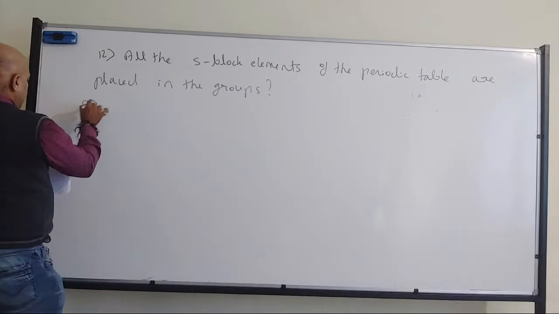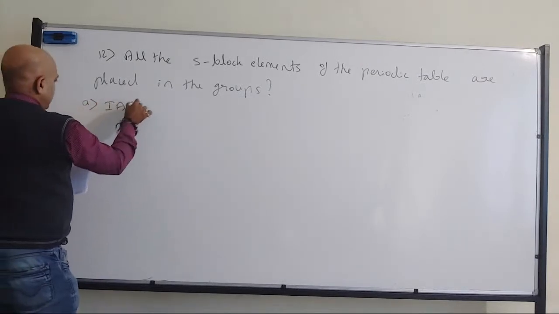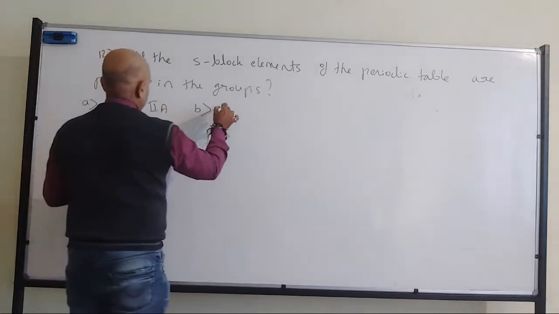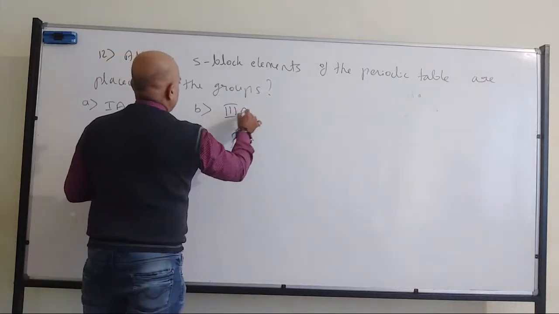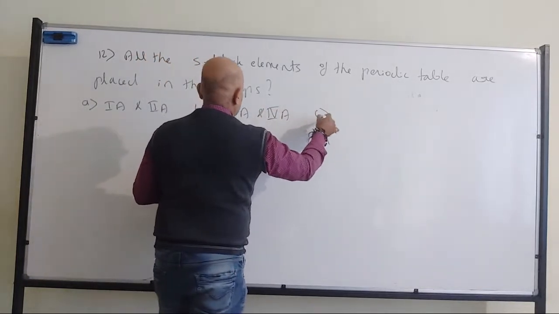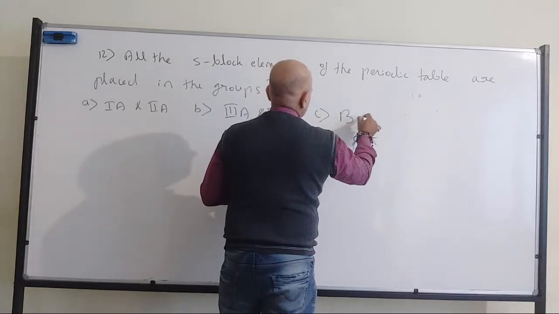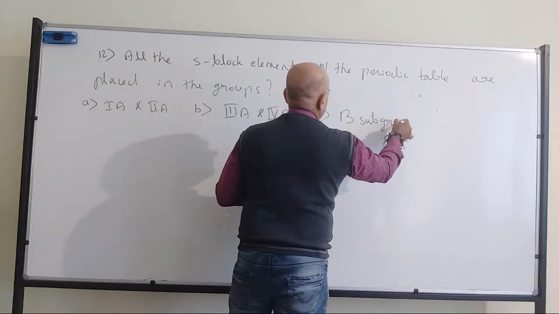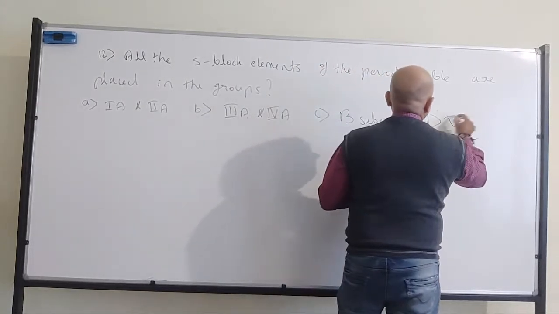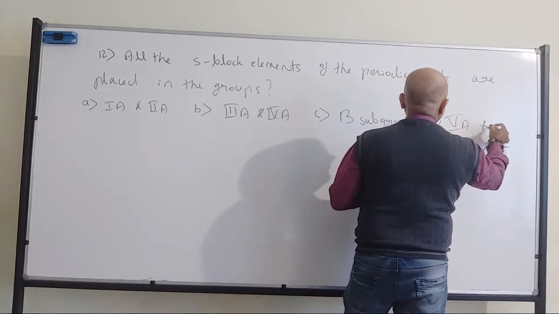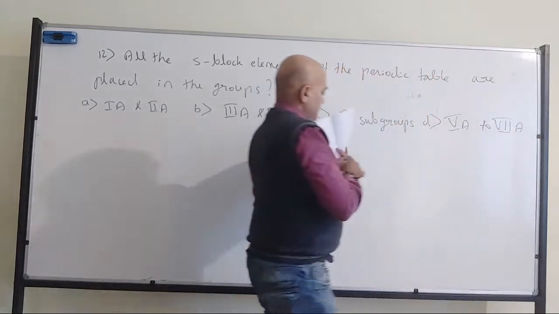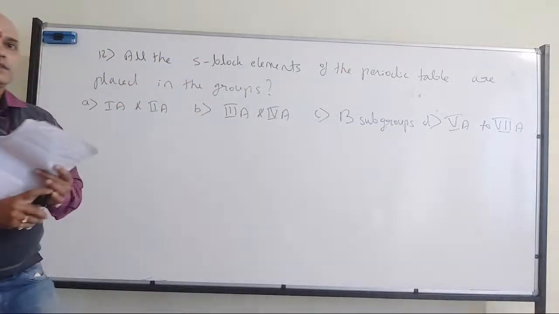Now the options: first, option A, 1A and 2A. Option B, 3A and 4A. Option C, B subgroups, and option D, 5A to 7A. Okay? All of you have seen the question.